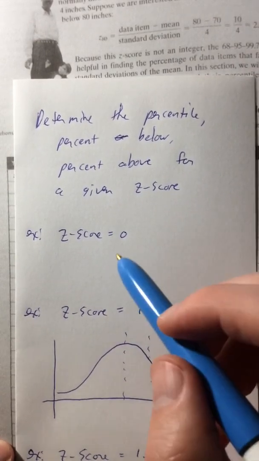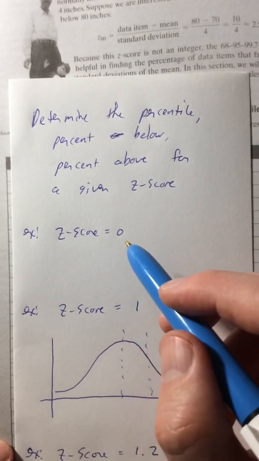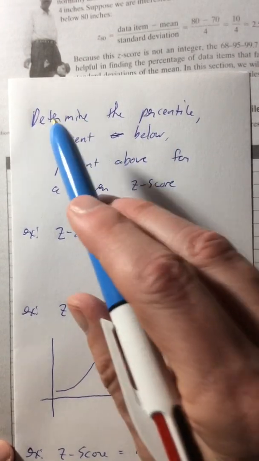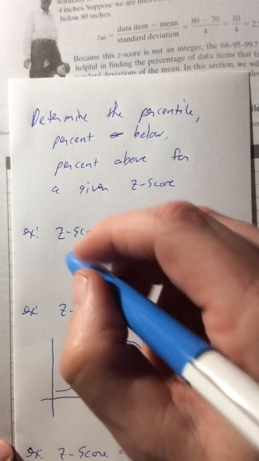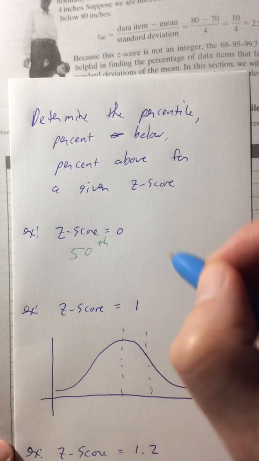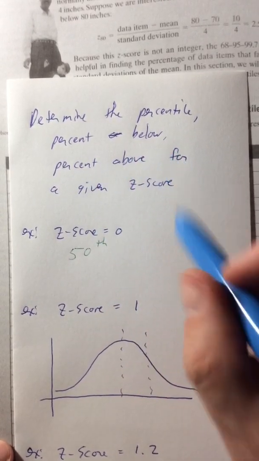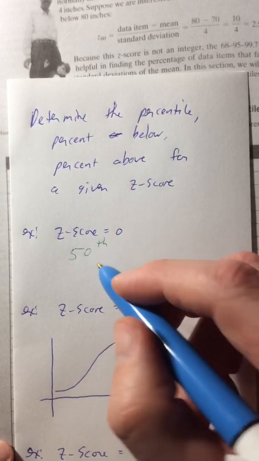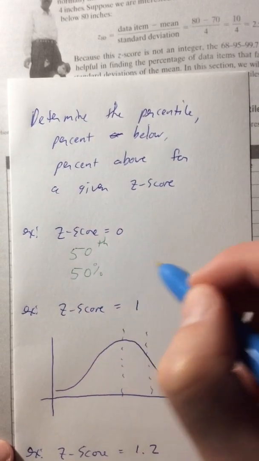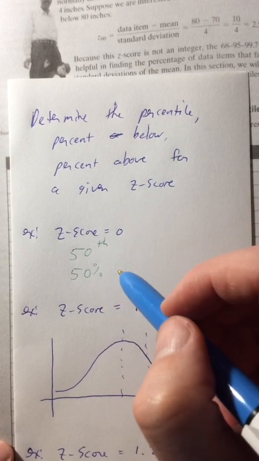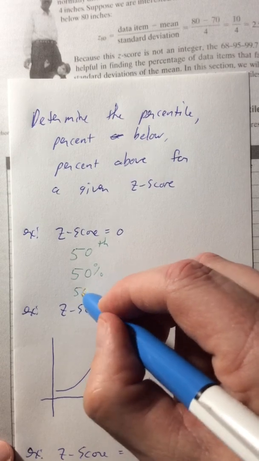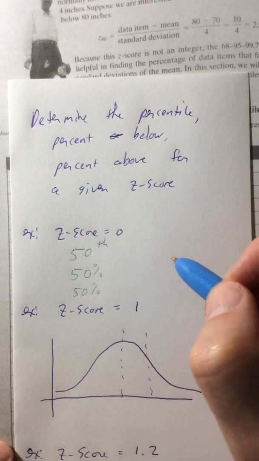All right, so it says determine the percentile, the percent below, and the percent above for a given z-score. So we've already talked about the z-score of 0. But I'm just going to answer all the questions though. So determine the percentile. Well, that's right in the table. So that's the 50th percentile. We could even write 50th if we wanted to. And the percent below. Well, the percent below is identical to the percentile, so it's 50% below. And the percent above. Well, all you need to do is subtract from 100 and you get the percent above. And in this case, they're all the same because that's what it is on the mean.